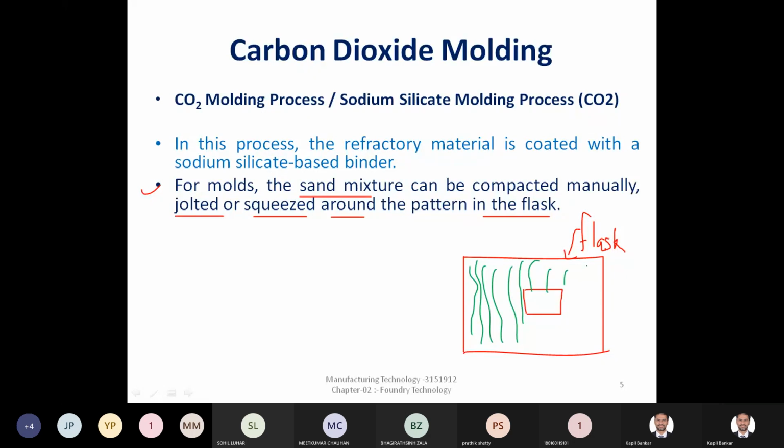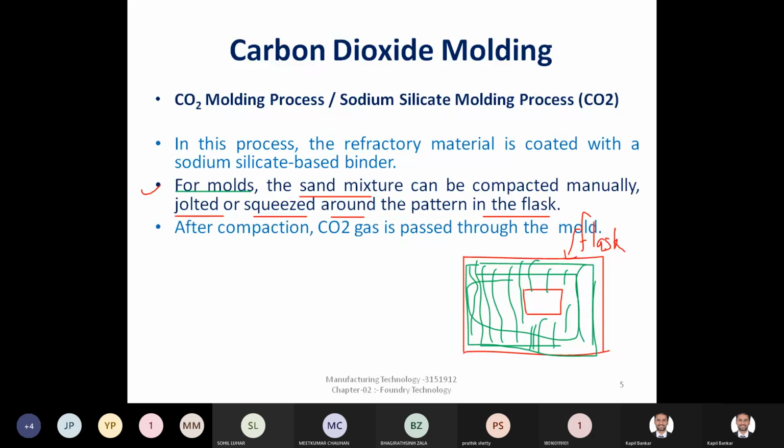So apply the sand here. Once it is filled up with sand, apply some pressure. This is the same process as we made the mold in the sand molding process. You must do the same process for making the mold in this process. Then after compaction, CO2 gas is passed through the mold. Once this mold is prepared, then CO2 gas is passed.